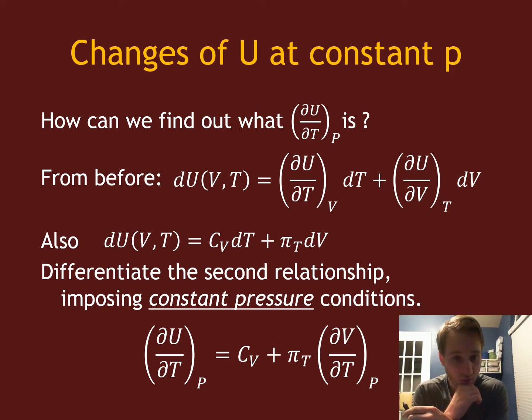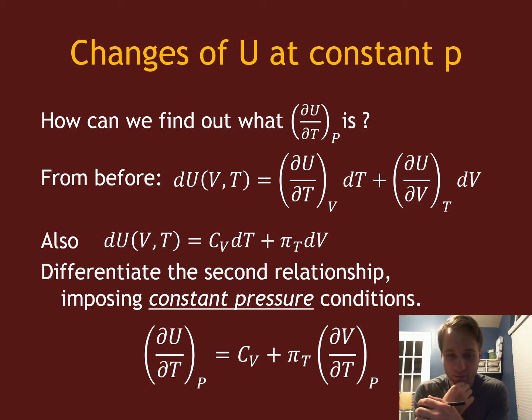Now we know the differential for internal energy, right? That some small change in internal energy is related to the slope of u with respect to T times dT, plus some small change in U with respect to some small change in V times dV. So we know that, okay? We can rewrite that as just CV dT plus pi_T dV, just using the definition of CV and pi_T.